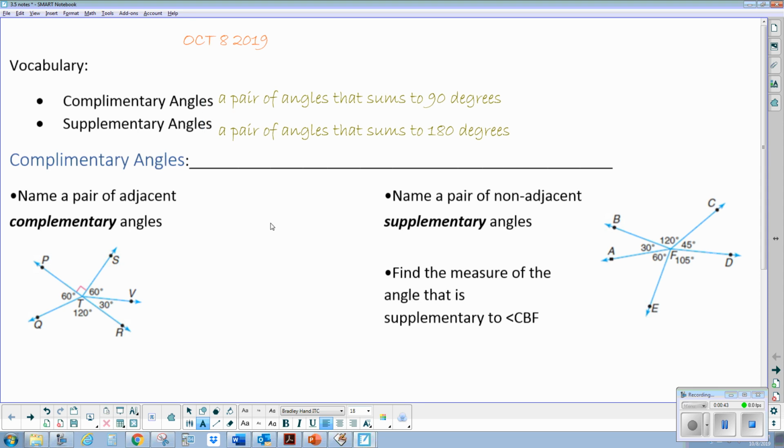So we're going to use these two terms to find missing angle measures. If you remember the term adjacent from our last lesson, it means that they share a side and a vertex.